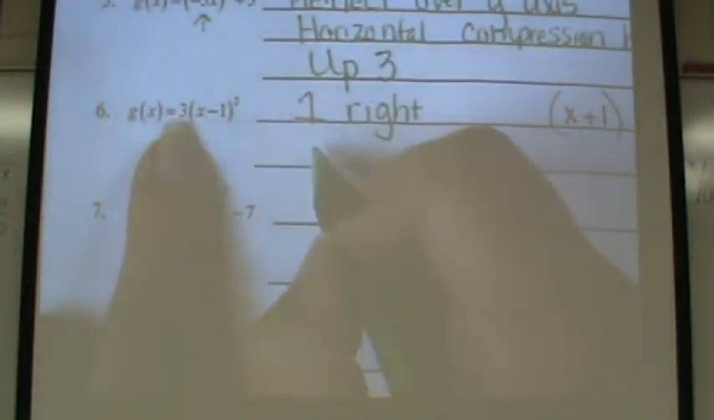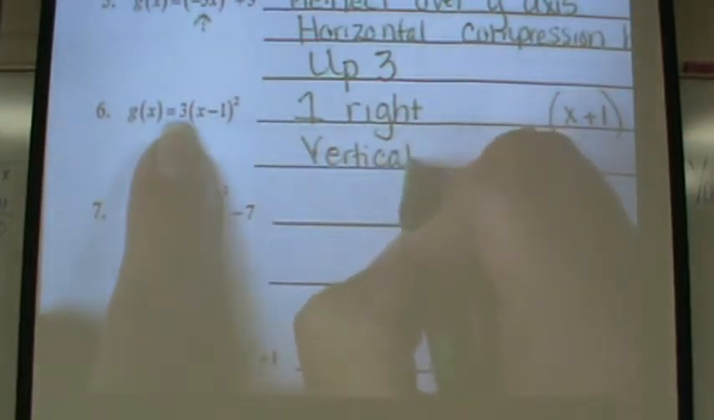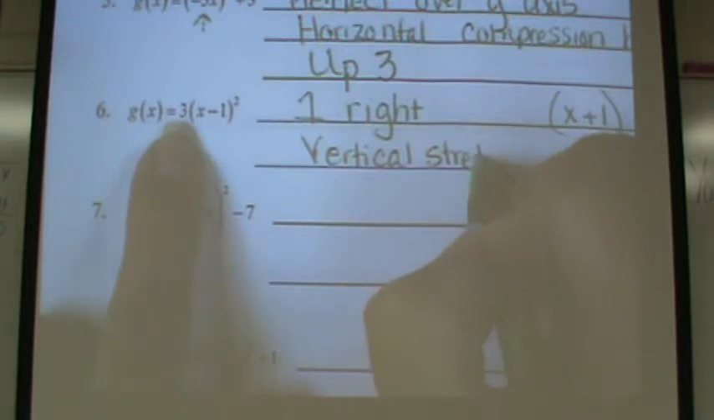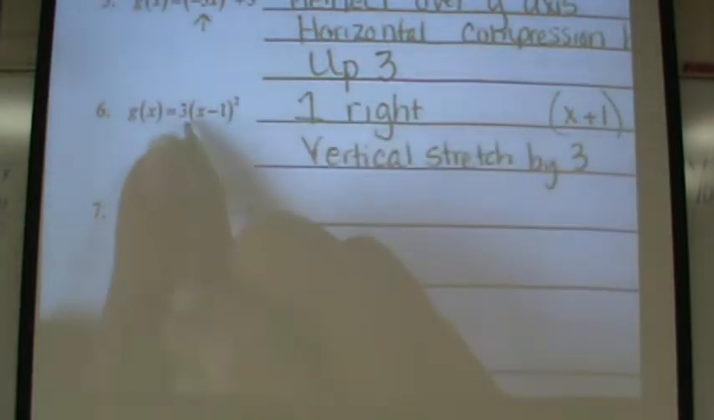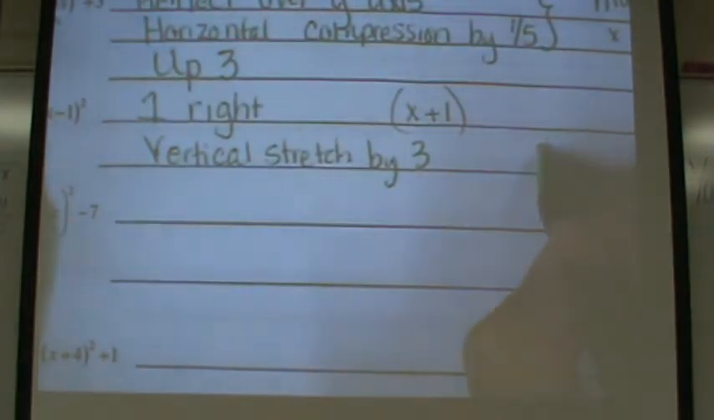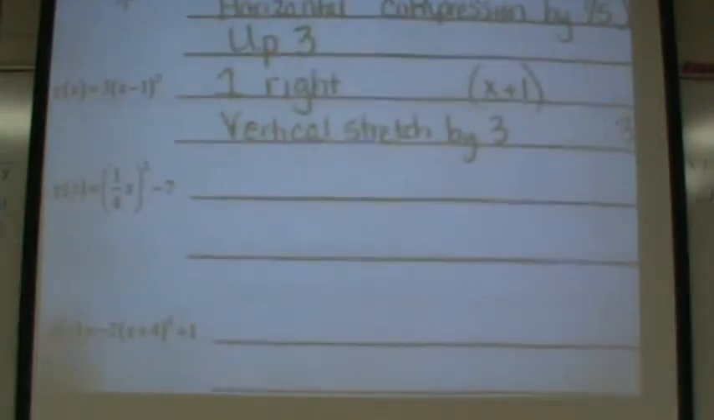And how about this 3? A vertical stretch, good. Vertical stretch by a factor of 3. And you're going to take your y values and multiply them by 3. So take your y, I'll just write 3y. 3 times the y value.